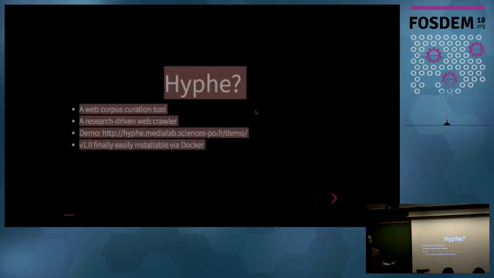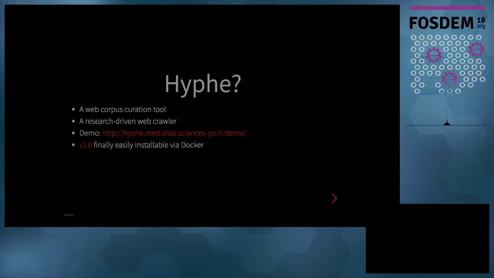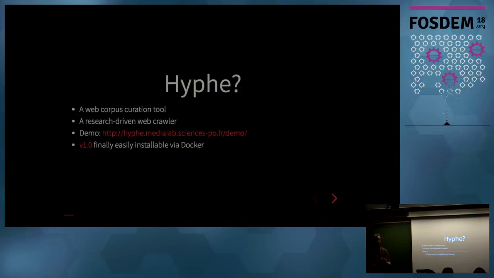So, Hive is a web crawler. It's about downloading web pages and looking at the network of hyperlinks. It's made for research. So, researchers will typically download the network of web pages and look at it. So, let me just show you how it looks.